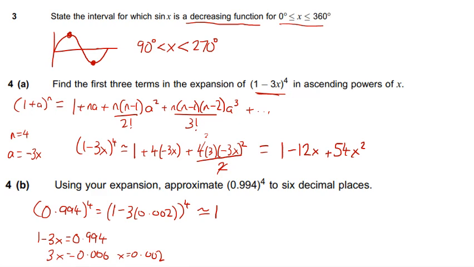So that's 1 minus 12 times 0.002 plus 54 times 0.002 squared. And just use your calculator to do that, you get to 6 decimal places 0.976216.